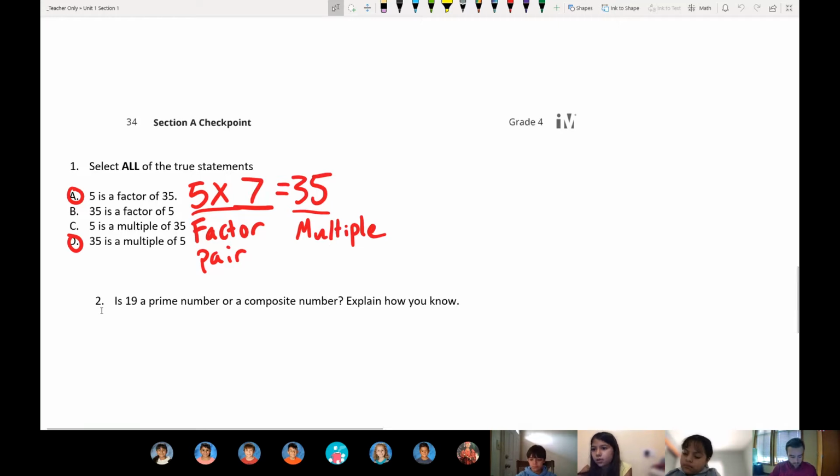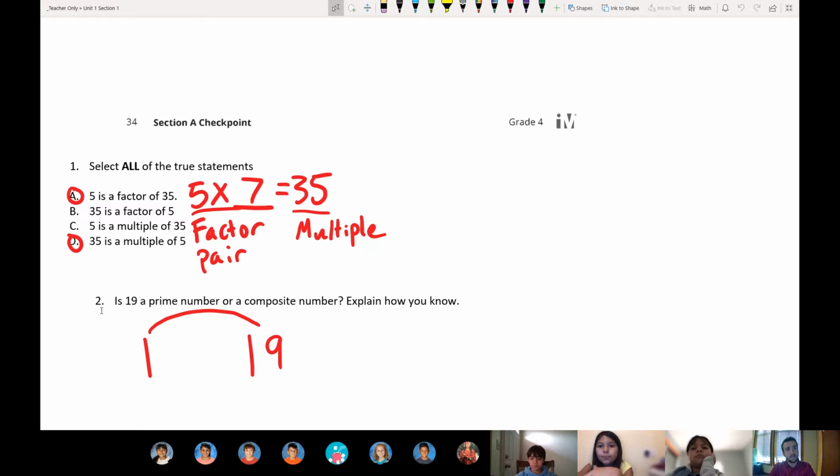Should say 4. It says 2. It says, is 19 a prime number or a composite number? Explain how you know. Well, when we're trying to figure out if something is prime or composite, we think about the factors, see how many factor pairs there are. All right, so the easiest way for us is to make our factor rainbow. We have 1 and 19 straight out of the gate, because remember, we can at least make the factor pair of 1 and the number.